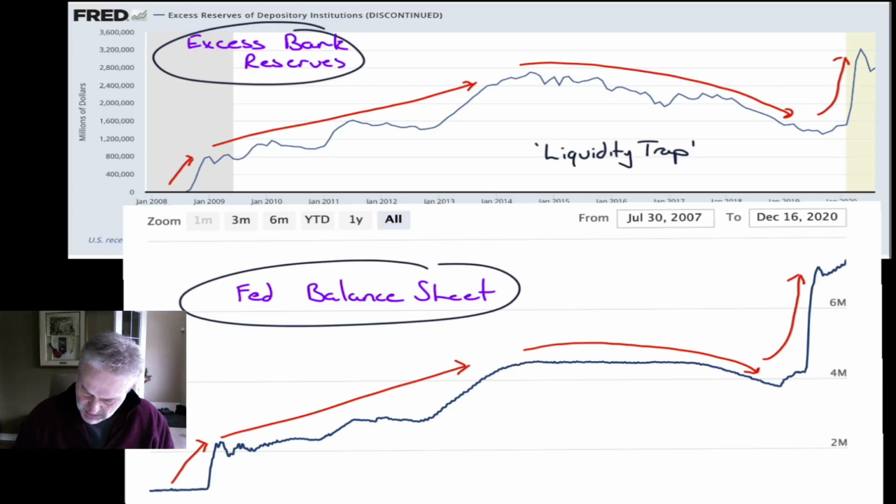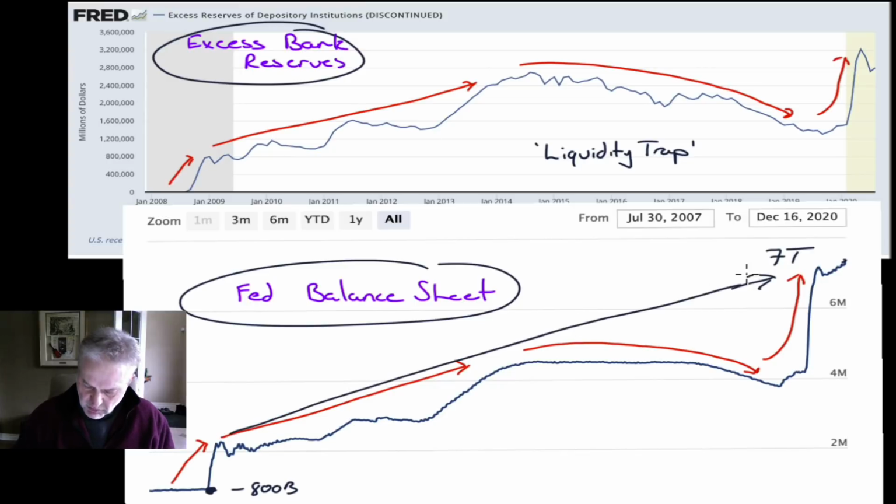If you look at the Fed balance sheet, this is just before the financial crisis. This is about 800 billion. We're somewhere around 7 trillion right now over a period of 11 to 12 years. Significant increase in the bank balance sheet. But look at bank reserves. It was zero at that time.